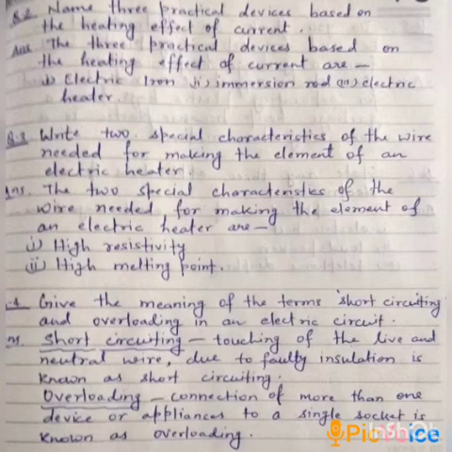Now question number 4. Give the meaning of the term short circuiting and overloading in an electric circuit. Short circuiting, touching of the live and neutral wire due to faulty insulation, is known as short circuiting. Overloading, connection of more than one device or appliance to a single socket, is known as overloading.